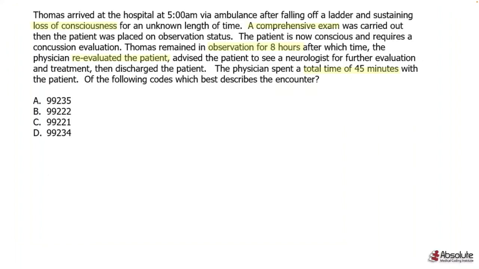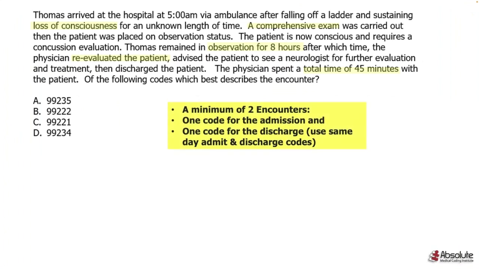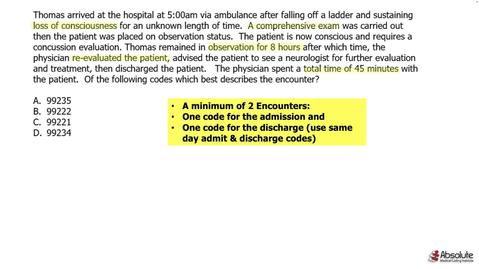All right, so the next thing that we need to do, I need to revisit these guidelines, because the guidelines say that in order for this to be a prolonged services encounter, you need a minimum of 2 encounters. What do you mean? All right. So you need one code for the admission. And in this case, we have one. A comprehensive exam was carried out, right? So there was an admission.